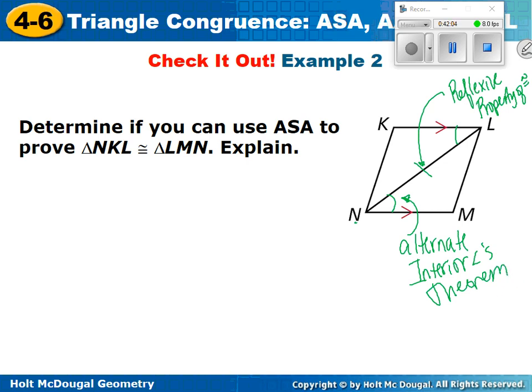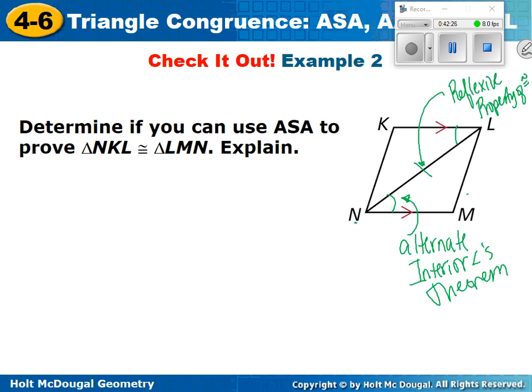Be very careful. The biggest mistake I see students do is they go, oh, angle, side, angle. You can't jump from one triangle to the next. You have to look at one triangle. In this one triangle, I only have an angle and a side. In this one triangle, I only have an angle and a side. Can I get anything else marked congruent?